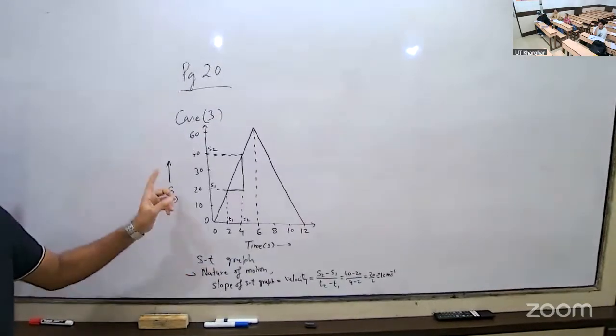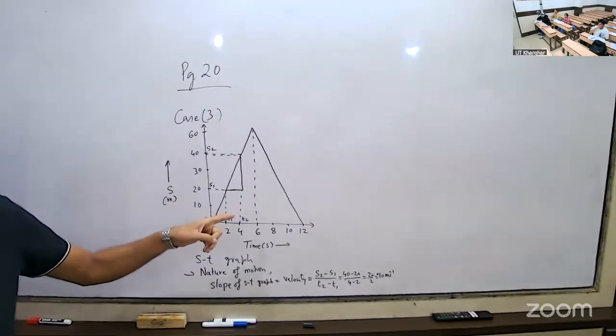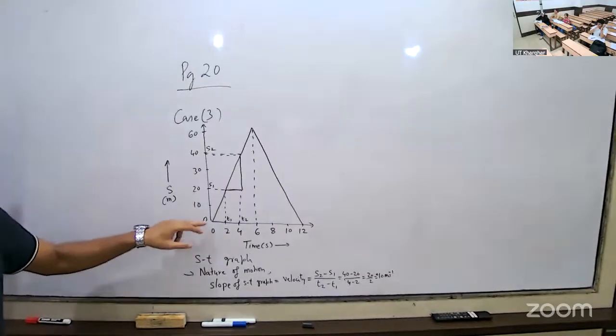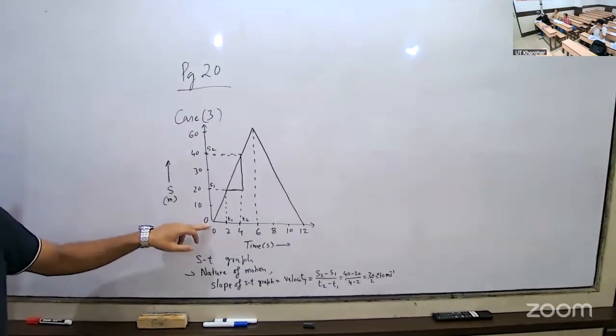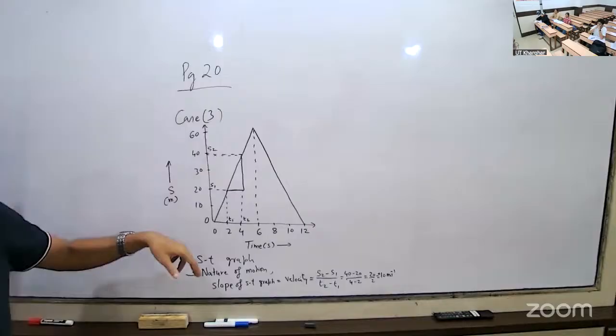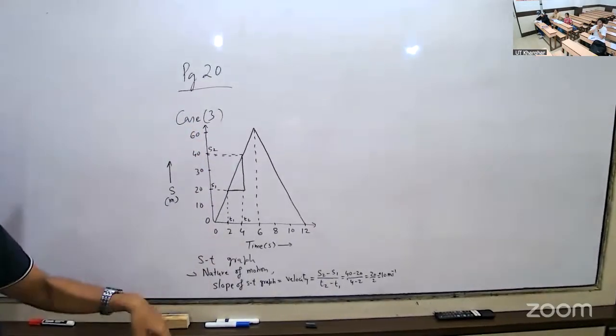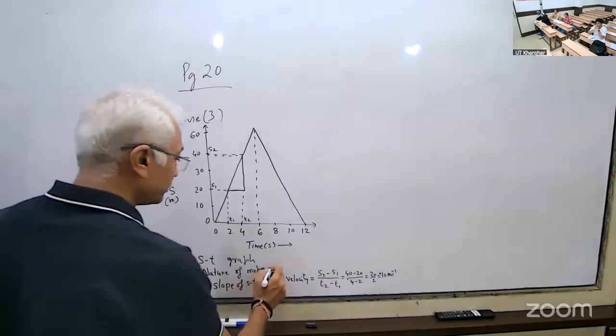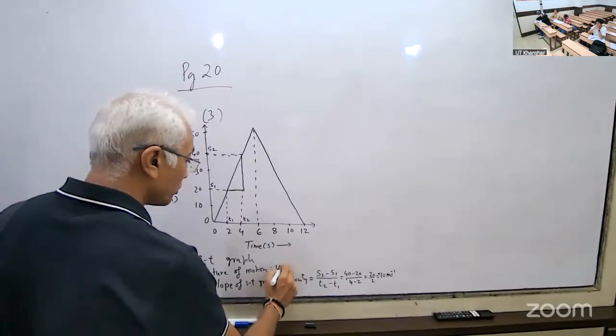So the direction of motion is given by the sign of velocity. That means the body is going away from the origin. It is going away, right? And what was the nature of motion? Uniform motion.